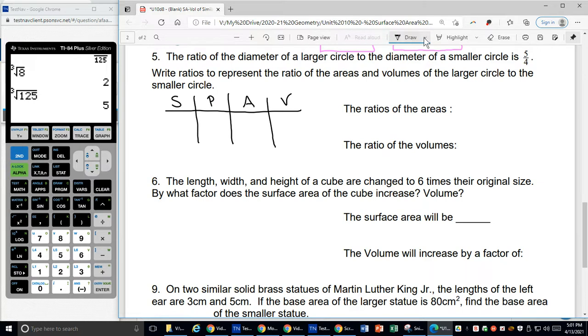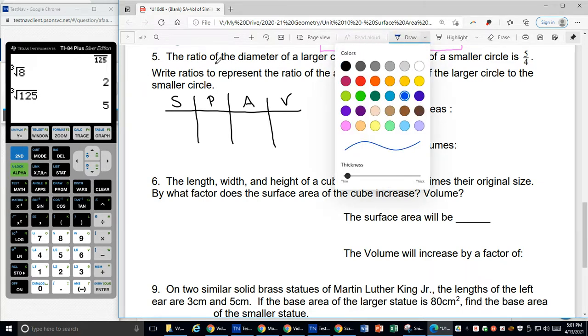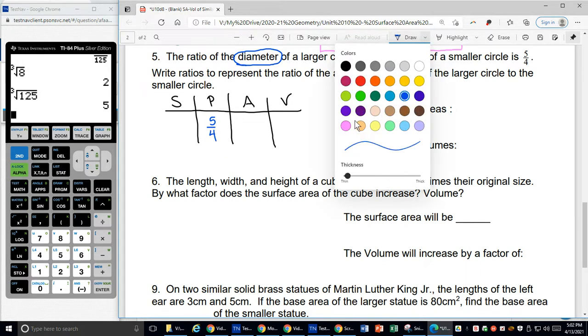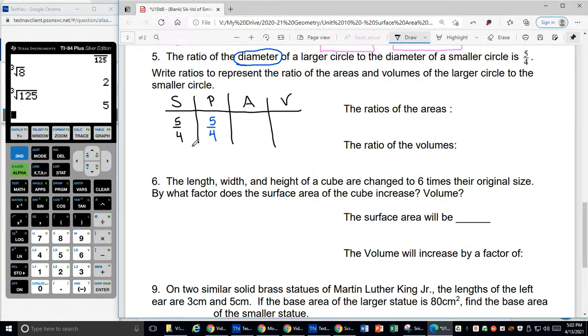It says the ratio of the diameter. The diameter would be considered a part, right? That's a part of the circle. It's not the area of the circle, it's not the volume of the circle, it's the part of the circle, right? So I'm going to say the ratio of the parts is 5:4. So that's going to go here. Okay, so then my scale factor must have also been 5:4.